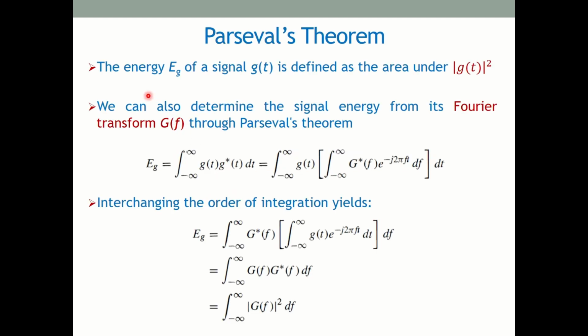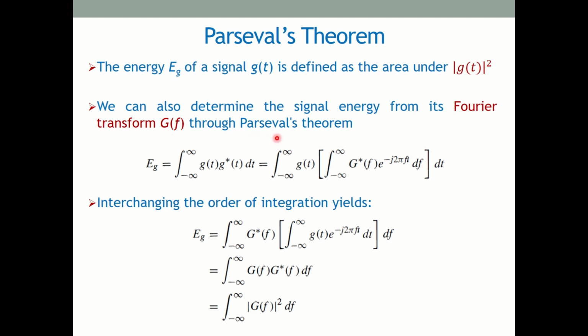So first let's see the energy spectral density, which is generally known as ESD. For that, let's start from the expression for energy. Let's say we have a signal g(t). Its energy is denoted as Eg, and we know that it is defined as the area under the magnitude square of g(t). We can also determine the signal energy from its Fourier transform G(f) through Parseval's relation.